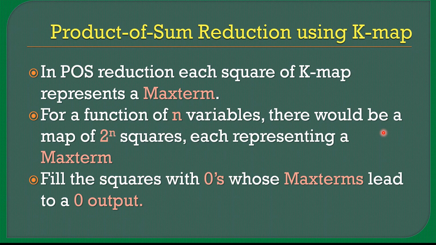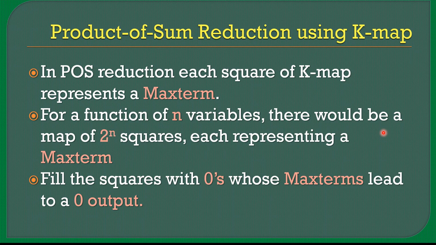In POS reduction, each square of the K-map represents a max term. In SOP, each square represents a min term. In POS, each square represents a max term. For a function of n variables, there would be a map of 2 to the power n squares, each representing a max term. This is what we already did in SOP also. If you have two variables, it will be 2 to the power 2, so you will have 4 squares. If it is 3, 2 to the power 3, it will be 8 squares. And if it is 4 variables, then 2 to the power 4 is 16 squares.